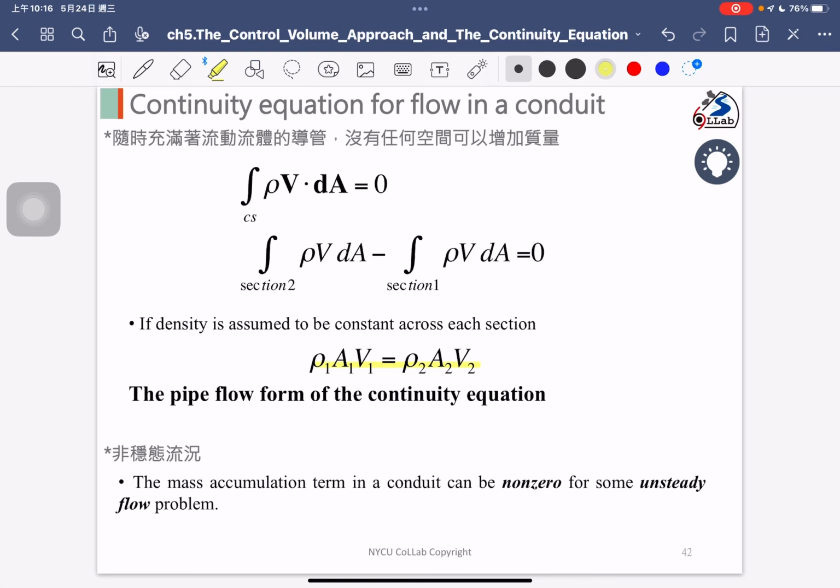But one important thing I would like to emphasize is that the condition we consider right now is steady flow. If your flow is unsteady, it is possible to have some accumulation in the control volume. If your flow is unsteady, you may involve some mass changes in the control volume. So the continuity equation shown here is only satisfied when the flow is steady flow.